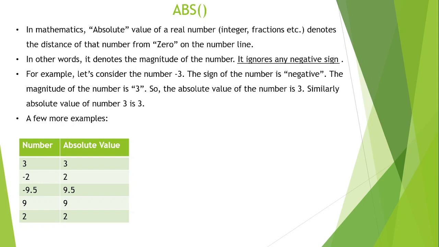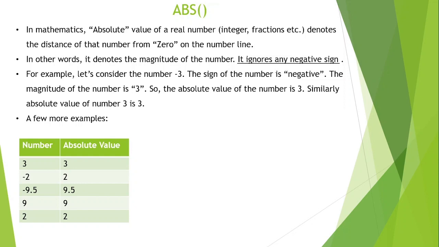In mathematics, the absolute value of a number, integer, fraction, etc., both positive and negative, denotes the distance of that number from 0 on the number line. In other words, it denotes the magnitude of the number and it ignores any negative sign. If you studied mathematics, you know the number line is an imaginary line of real numbers which stretches from positive infinity to negative infinity, and 0 is in the middle, right?